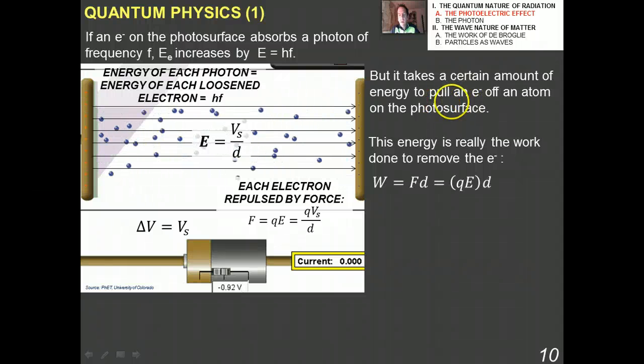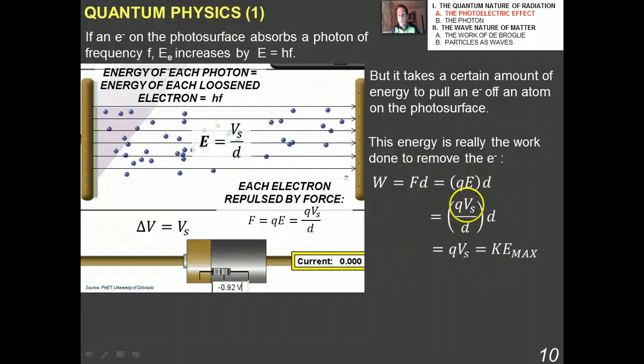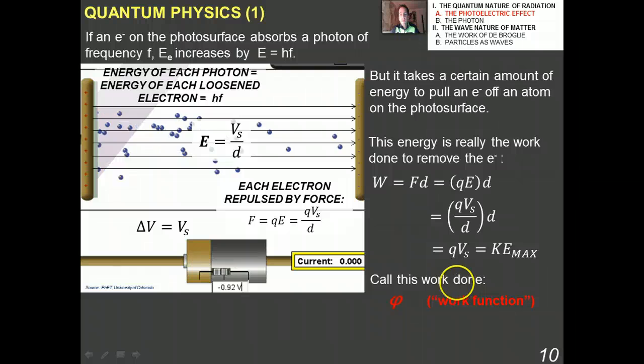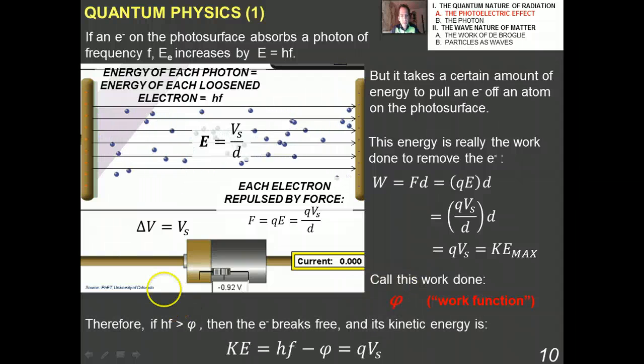Now, the energy to pull an electron off the atom on the photosurface, as I said before, is really the work done. Work is force through a distance, but the force is QE, so that's QED. That's QVs over D times D. Notice how the D's cancel, and that's really Q times the voltage, and that's the maximum kinetic energy of the electrons. Now I'm going to call this work done the work function. I'm going to give it a special variable, the Greek letter phi.